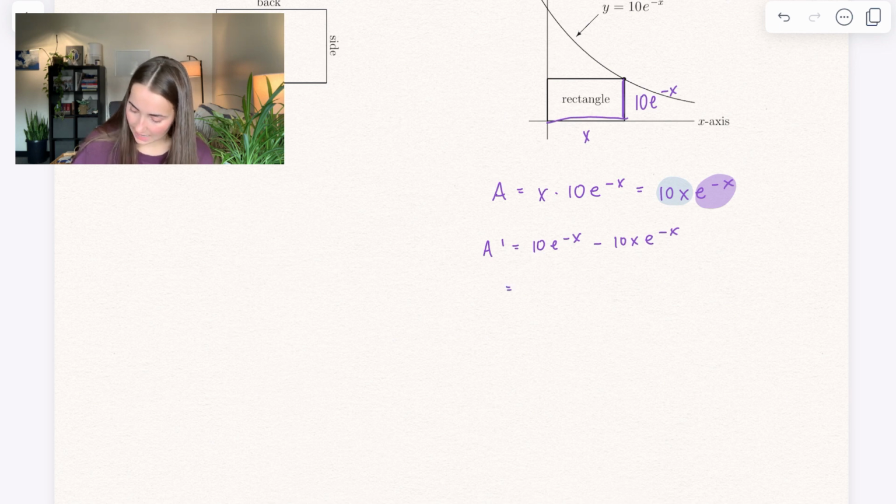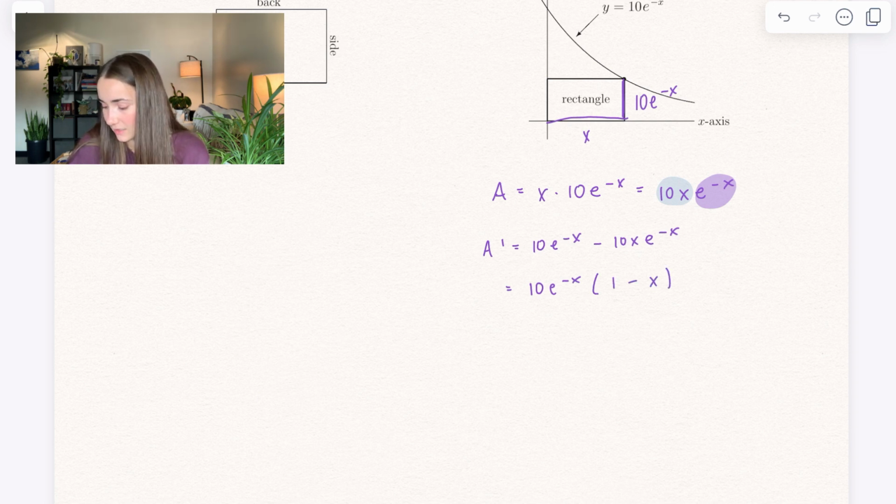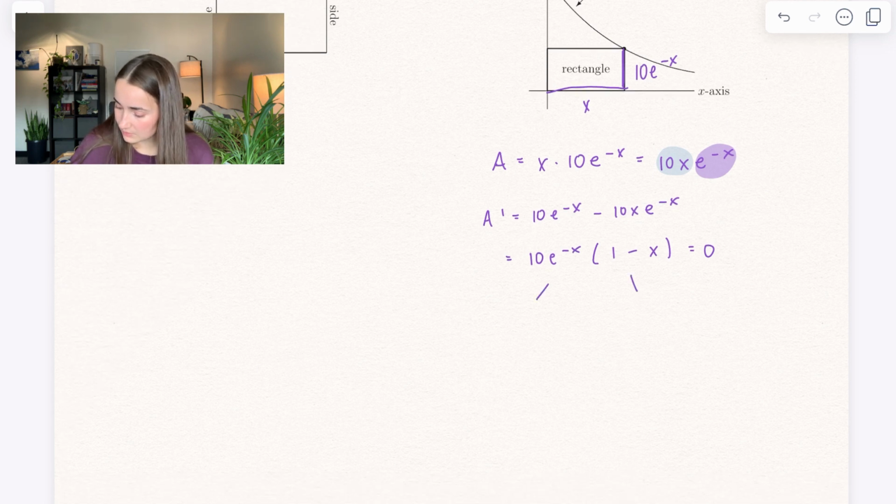I can pull out a 10, and I can also pull out e to the negative x. And here I have my leftovers, which is 1 minus x. And I want to go ahead and set this equal to 0. So we're going to apply the first derivative test. If you like, you can apply the second, whichever your heart desires. But that means I'm going to set both of these terms equal to 0.